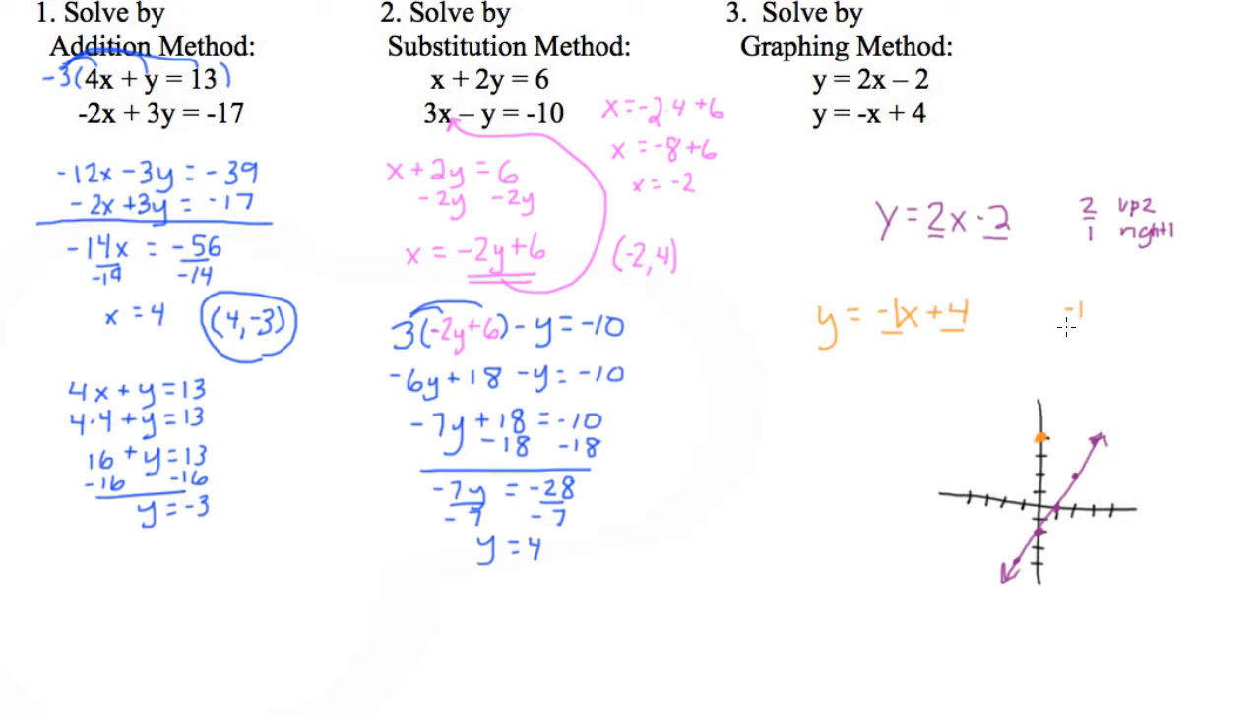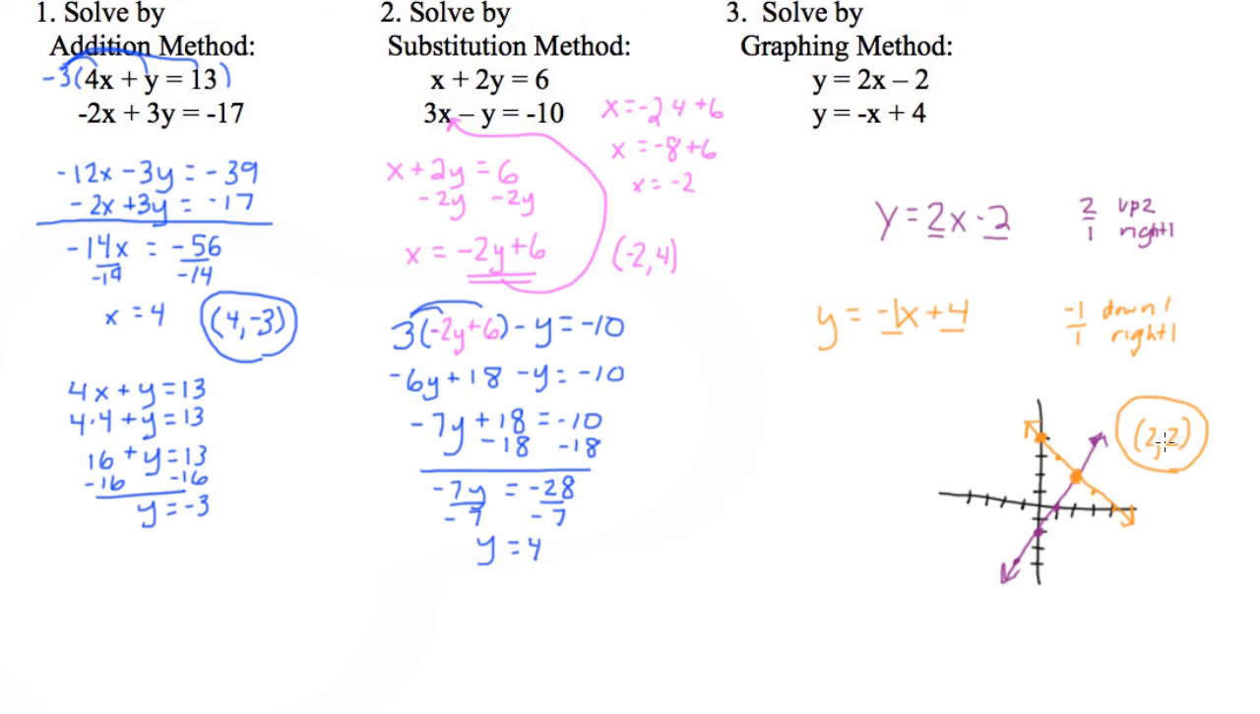We make that into a fraction. And then that's our pattern. Since it's negative, it'll be down 1, right 1. So from here, we go down 1, right 1, dot. Down 1, right 1, dot. Oh, there's our point of intersection. So then we look for the x-coordinate of this point of intersection and the y-coordinate of this point of intersection. The x-coordinate's 2, the y-coordinate's 2, and so that's our answer.